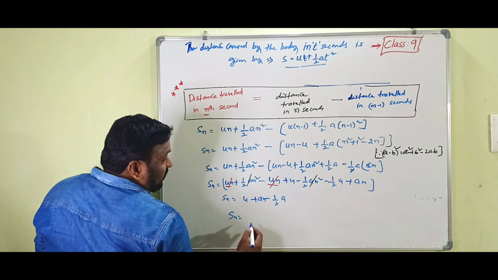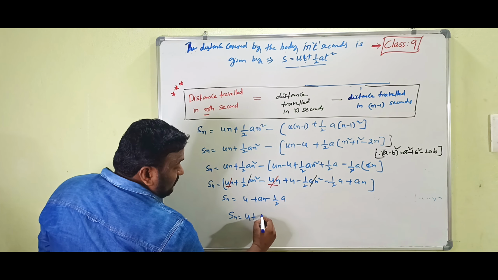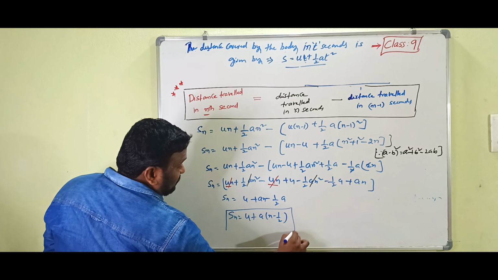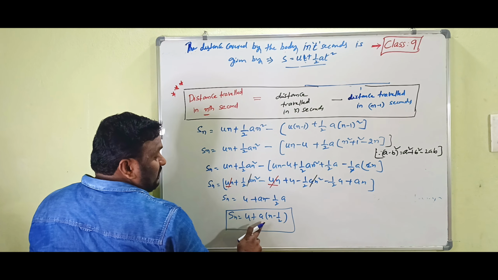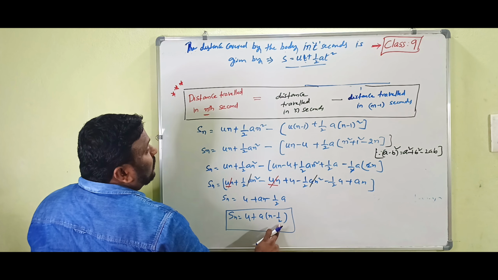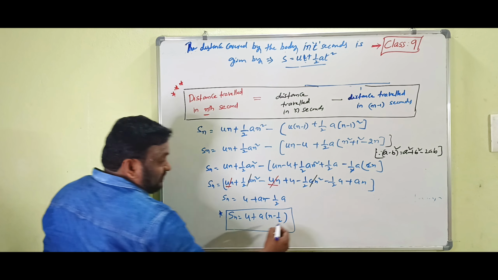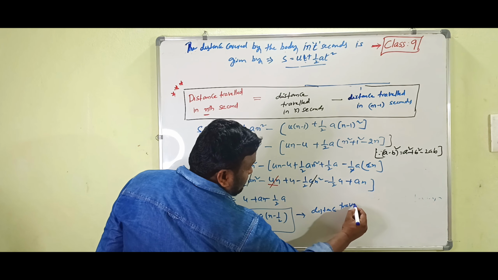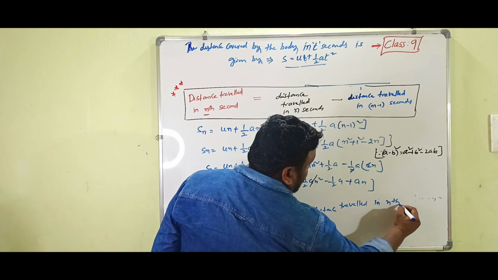So then Sn is equal to u plus, in these two a is common, so a of n minus 1. So children, this is the derivation of Sn is equal to u plus a into n minus 1, or u plus a of n minus one. So this is the expression for the distance traveled in the nth second.